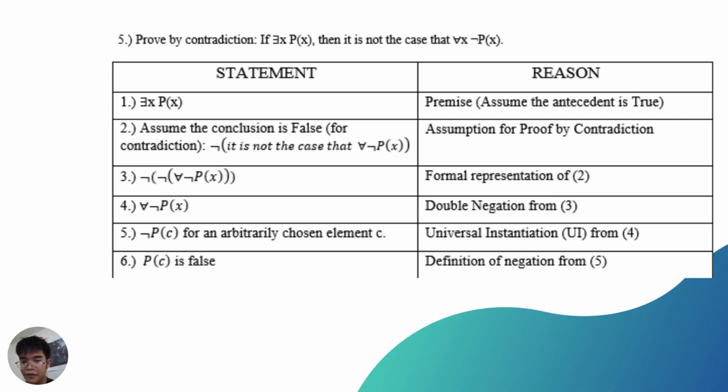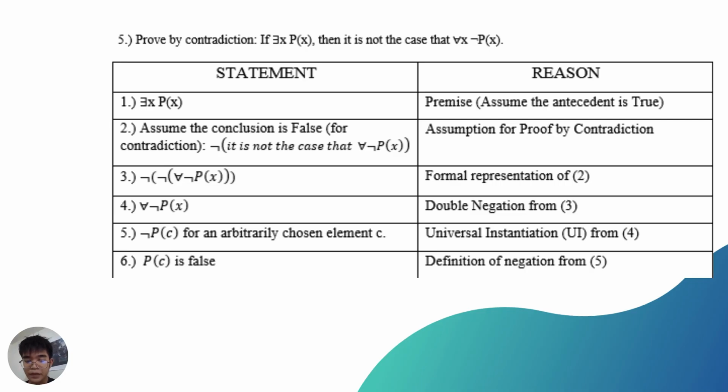Now in step 5, we have not p of c for an arbitrarily chosen element c. Since step 4 states that negation of p of x is true for all x, it must be true for any specific arbitrarily chosen element. And let's call it c.